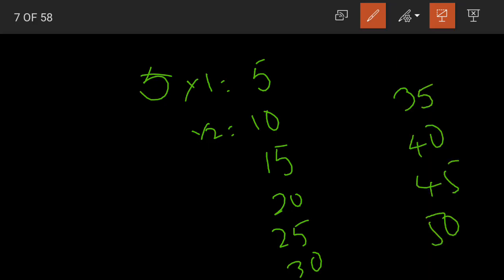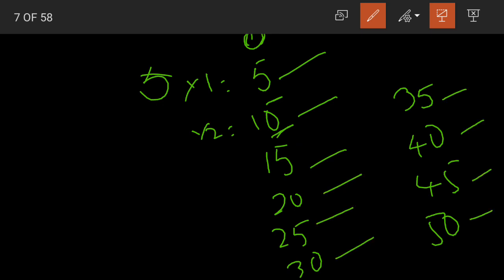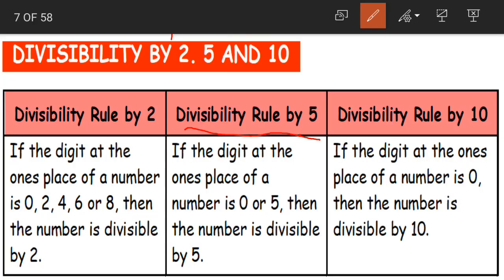Now if you look at all these numbers in 5 table, that is all the multiples of 5, what are you observing here? We can observe that in ones place we have only two numbers, either 5 or 0. 5, 0, 5, 0, only either 5 or 0 is present at the ones place, yes or no? So if the digit at the ones place of a number is 0 or 5, understood? Even if you don't remember these two numbers 0 or 5, just simply write the 5 table as I've shown to you.